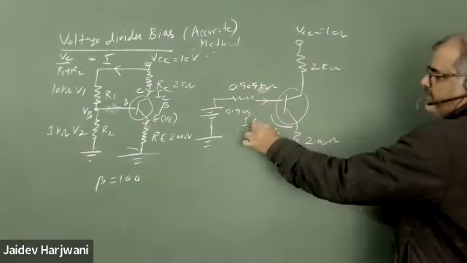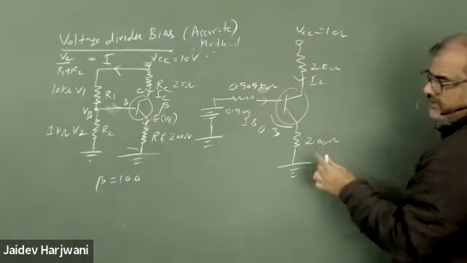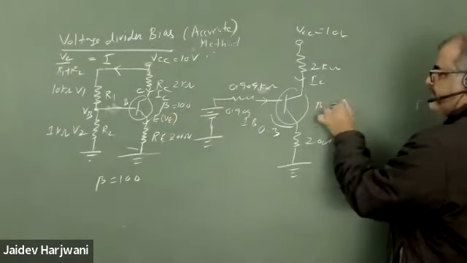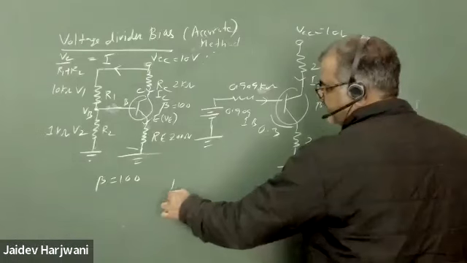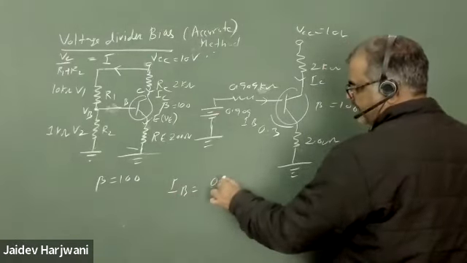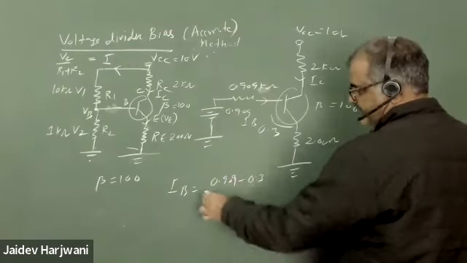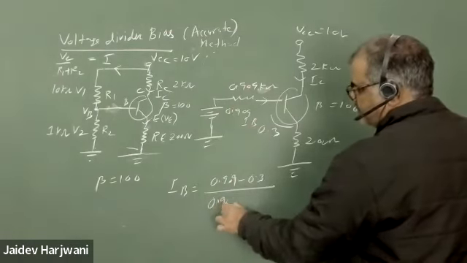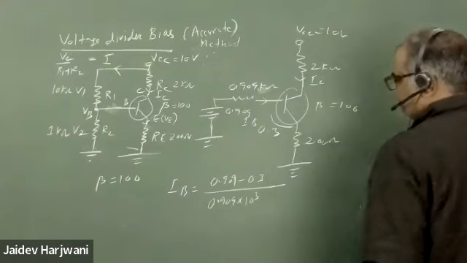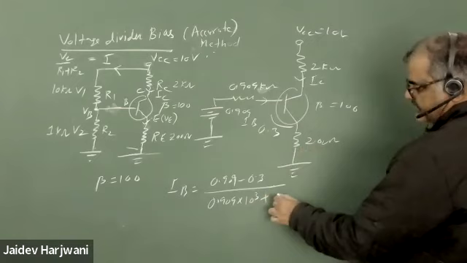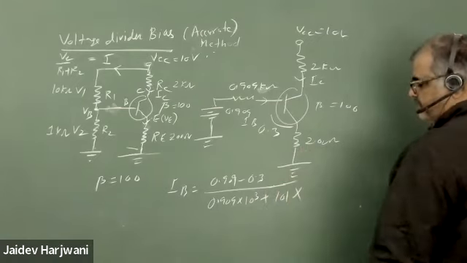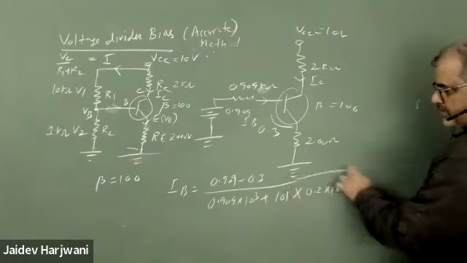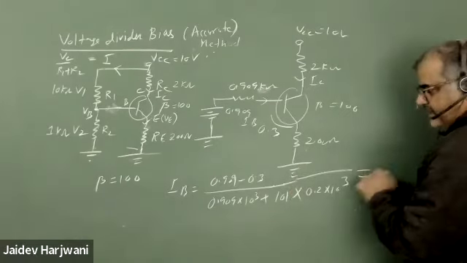So you can find the value of IB and the value of IC. Beta is already given in the question, 100, I had given it to you. So your IB will be V Thevenin 0.909 volt minus 0.3, upon 0.909 kilo ohm, that is 909 ohm, plus (beta plus 1), which is 101, into RE, which is 0.2 kilo ohm, 200 ohm. Now you can solve and tell me what your IB is.